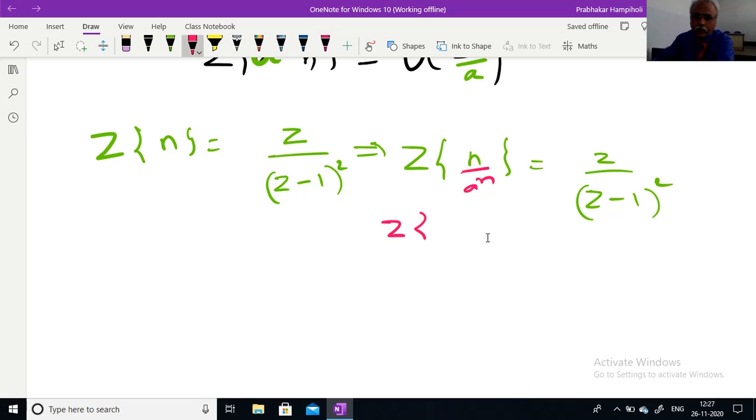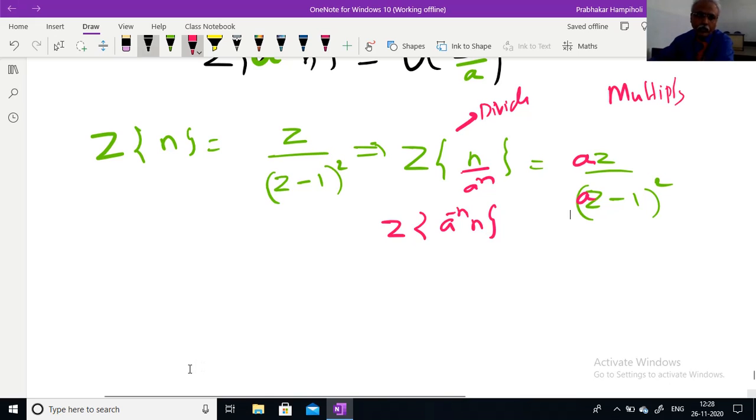Or this is written as a raised to minus n into n. So dividing here means in the domain, in the codomain you have to multiply. Means you made it smaller here, you have to make it bigger here. So what amount have you multiplied or divided? Almost similar. z becomes multiplication az. So can you tell me the similar one for the next one?